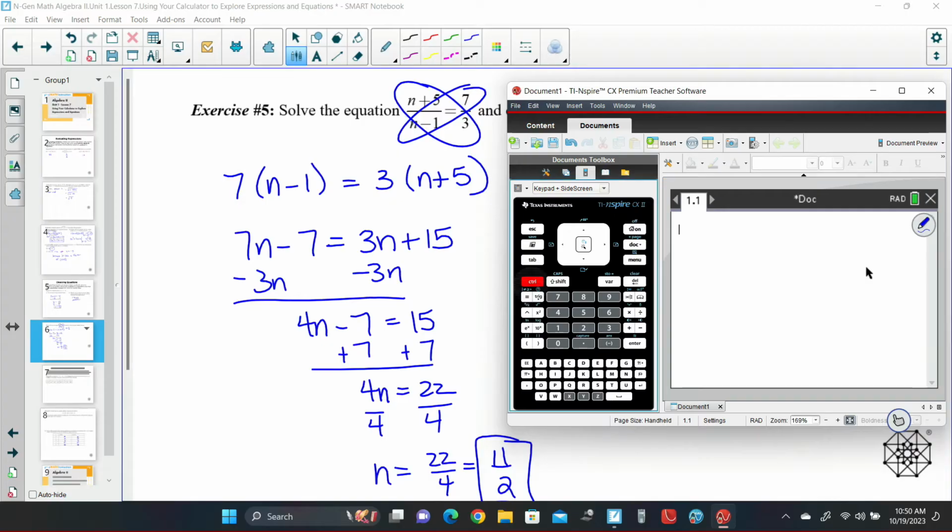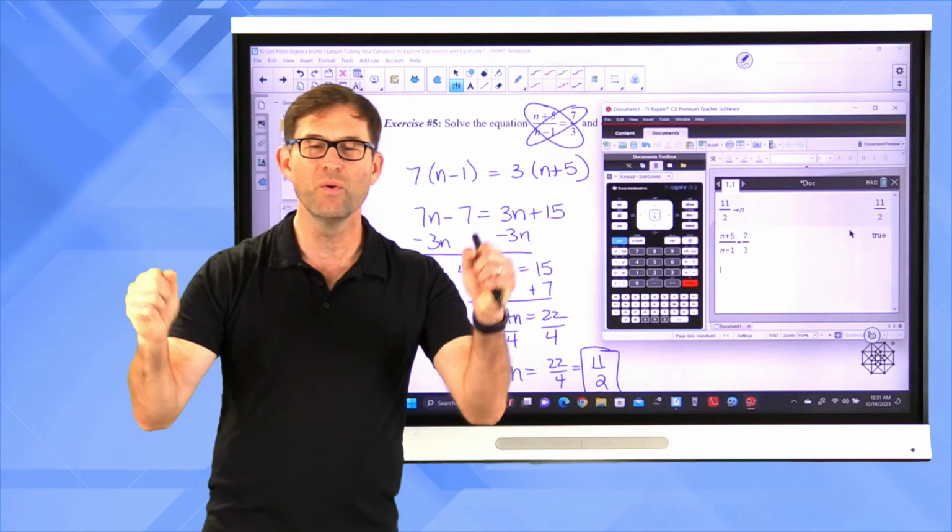I can even use the fraction bar. I can even use n. I don't even have to use x in this situation. So I'm going to store 11/2 in n. Now let's type our equation in. I have to do it in terms of the variable that I'm using here, especially if I store it that way. N plus 5 divided by n minus 1 is equal to 7/3, and true. True! Yay!